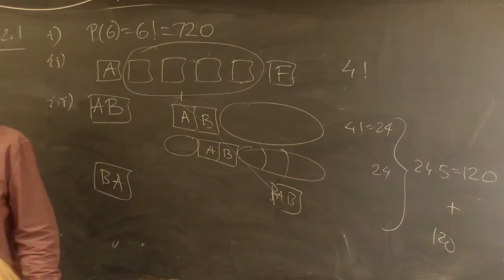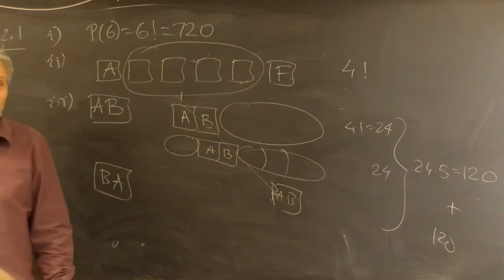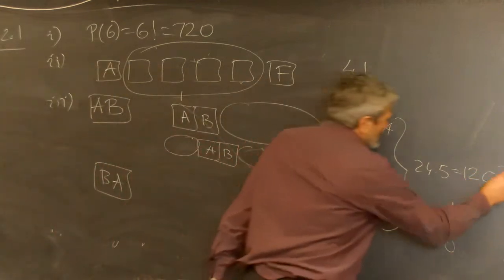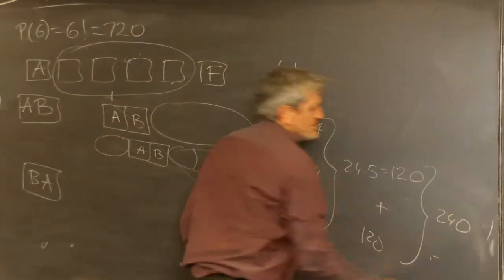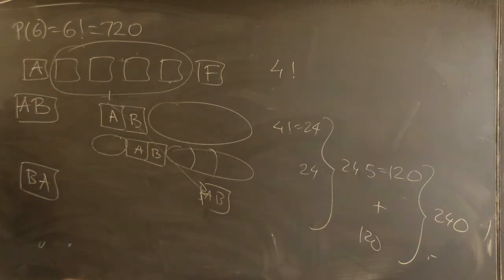From B and right from B. Could that happen? No. So that means there's no overlap, so I can freely add this count, which is 240. Is everybody okay with this solution?